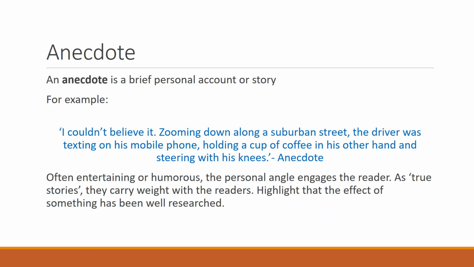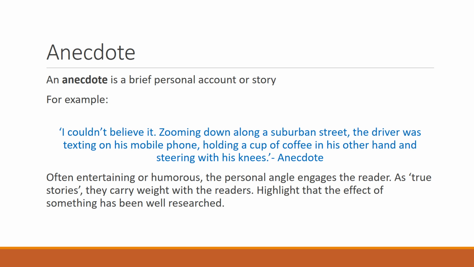An anecdote is a short personal story that the author would talk about to add a bit more weight to their argument. So it's something that has occurred in their own life that shows the audience that what the author might be talking about has a real impact on people's lives. So you can see the example on the screen.